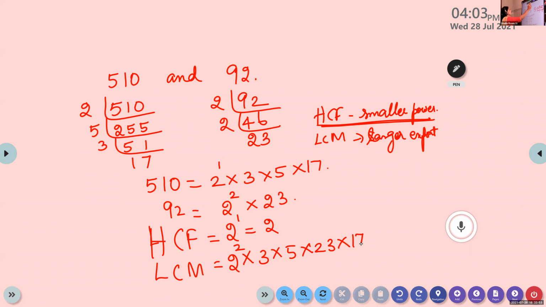Okay, while taking LCM, we should write the number with the greater power. Exponent should be the bigger one. For HCF, we will write the smaller power. And for the LCM, we have to write with the greater power.